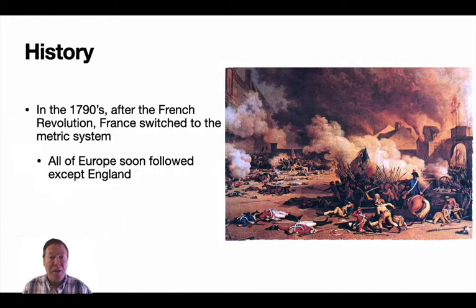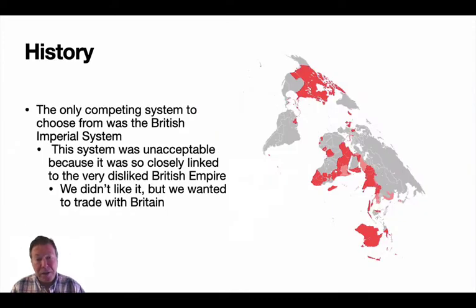All right. So the history, 1790s. Again, think about it, this is right after our Revolutionary War, the French Revolution. France switched to the metric system. Okay, and pretty soon, because a lot of people traded with France, everybody followed except England, because England kind of was like, hey, we don't do that kind of thing. All right. The other reason that Britain didn't do it is because they had the entire British Empire that they were dealing with.